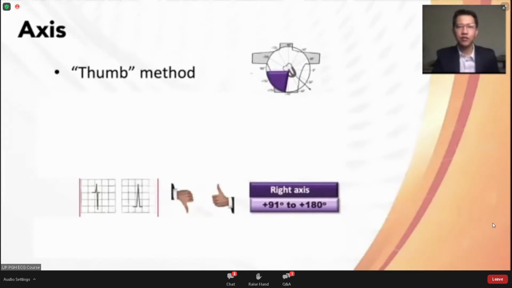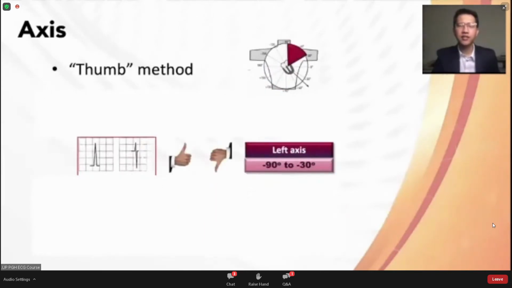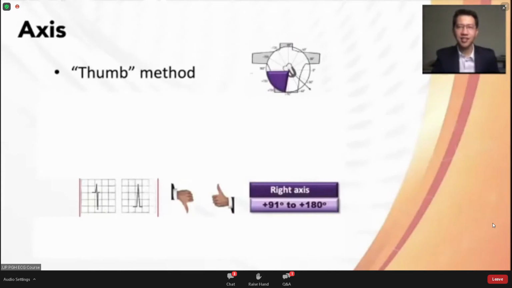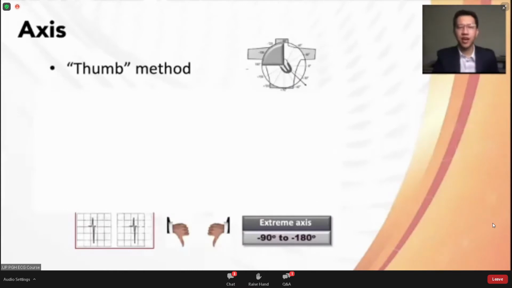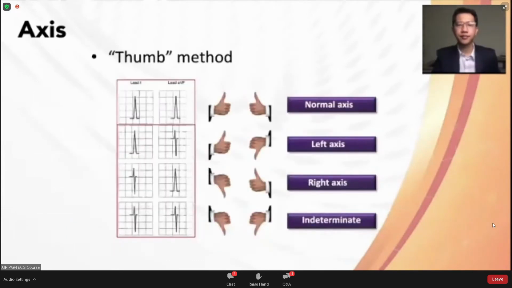You can use the following guides as well. If the left thumb is upright and the right is down, then that is generally a left axis. The converse will hold true. If the right thumb is upright and the left is not, then you can predict that this patient has right axis deviation. And if both thumbs are down, then generally you would suspect that there might be an extreme right axis or indeterminate axis. This is the summary of the thumb method.